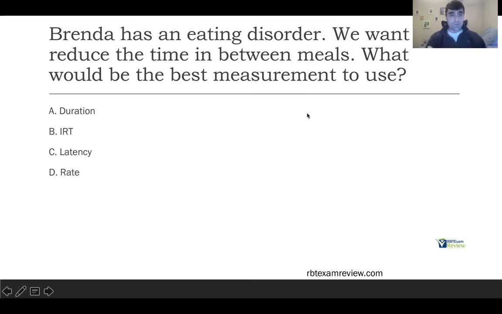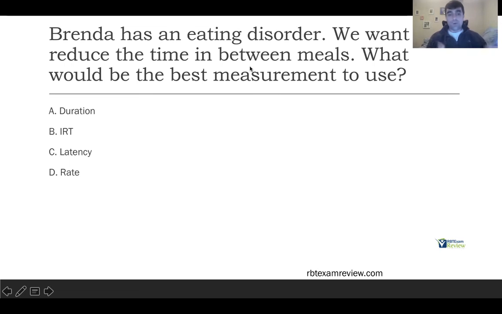So we know from our definitions that's 2 different responses. So let's look. Duration, that is a time measurement, right? But that's measuring one behavior. What are we measuring here? We're measuring time in between 2 behaviors. So we know duration is out. IRT, inter response time: time in between two responses, time in between meals, IRT. So the answer is B.